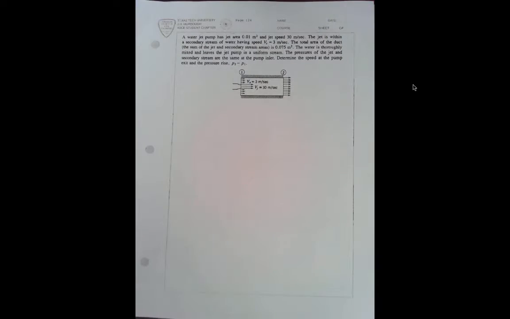So here's the first example, and in this case I just printed a problem out. We have a water jet pump which has jet area of 0.1 meters squared and a jet speed of 30 meters a second. The jets contain a secondary stream of water with approach velocity of 3 meters a second. Total area of the duct, jet plus secondary stream, is 0.075 meters squared. Water is completely mixed, leaves the jet pump as a uniform stream. The pressures of the jet and secondary stream are the same at the pump inlet. Determine the speed of the pump and the changing pressure from location 1 to 2.